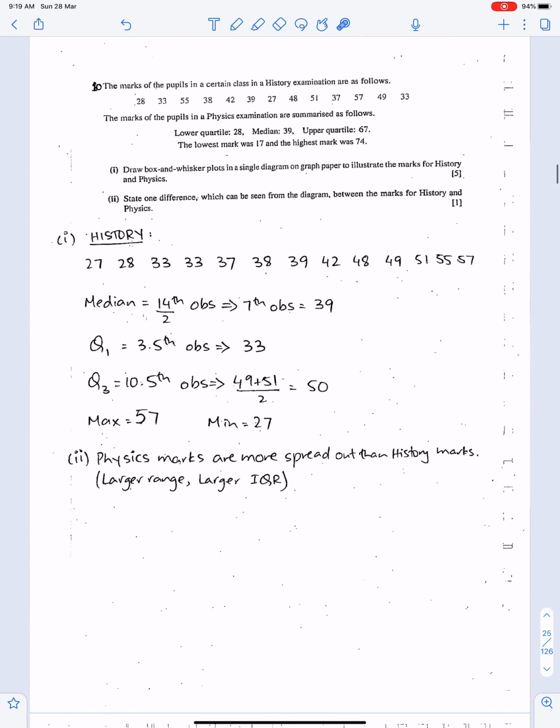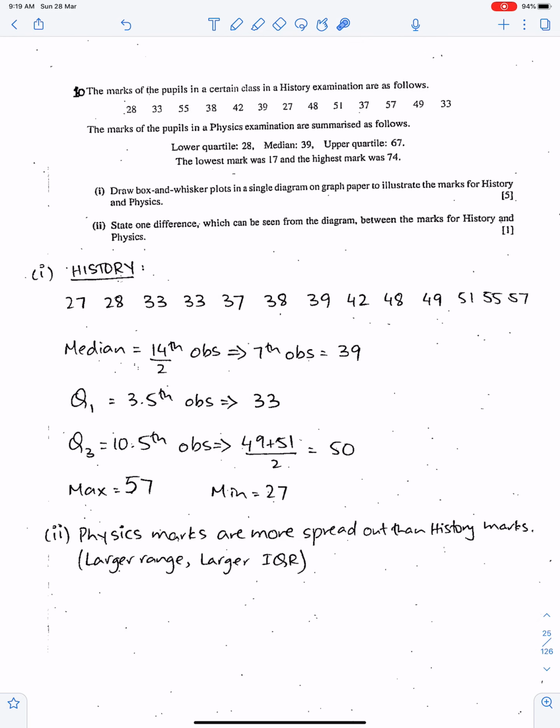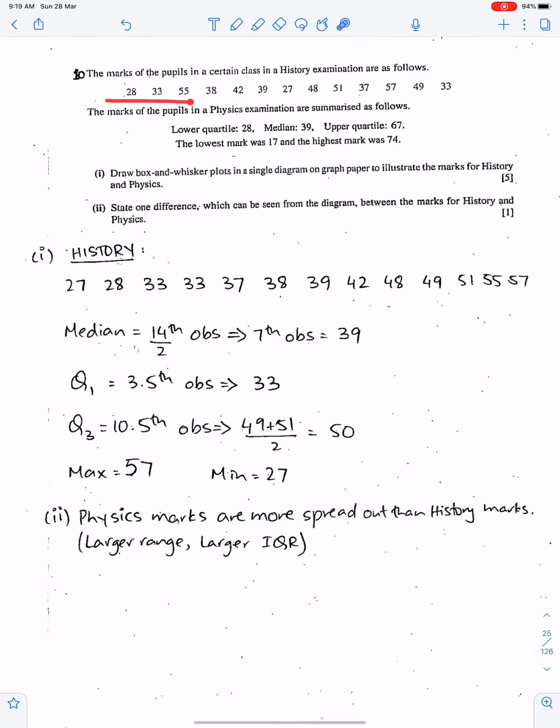Question number 10. First, arrange this data in ascending order. These are the marks for the history exam, and these are for the physics exam. Write this in ascending order, get the median, Q1, Q3, maximum marks, because you have to draw the box plot.